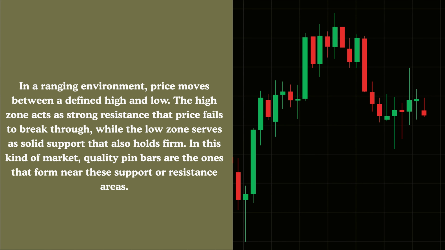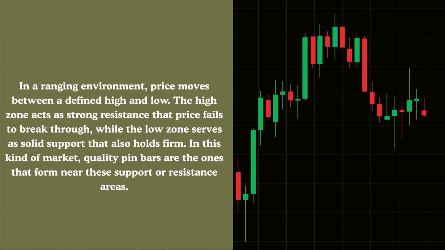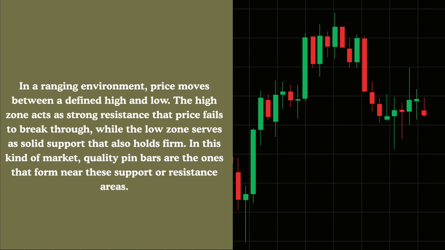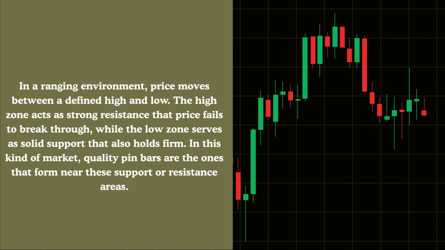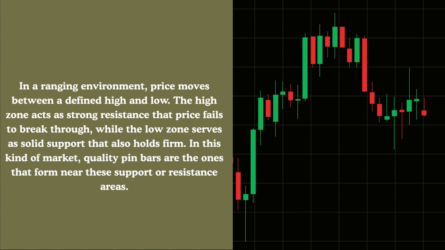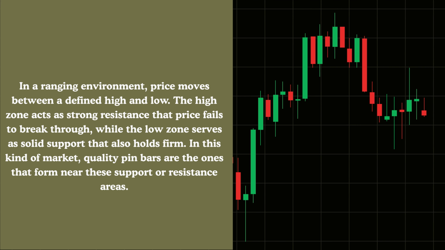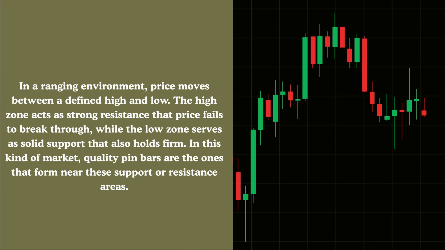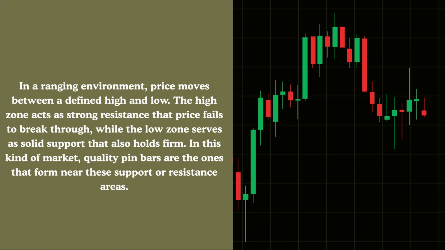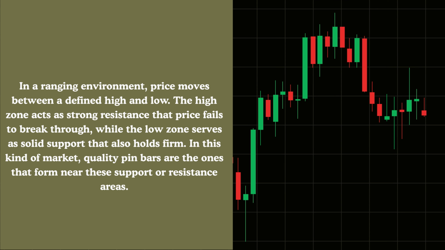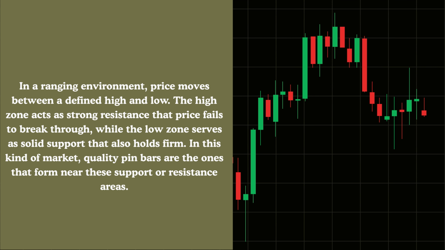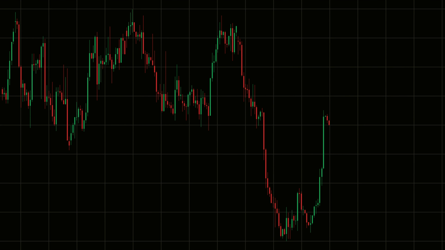In a ranging environment, price moves between a defined high and low. The high zone acts as strong resistance that price fails to break through, while the low zone serves as solid support that also holds firm. In this kind of market, quality pin bars are the ones that form near these support or resistance areas. We avoid trading pin bars that appear within the middle of the range. Let me demonstrate. Let's look at an actual chart example.